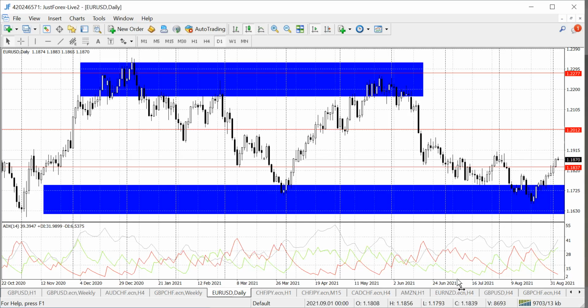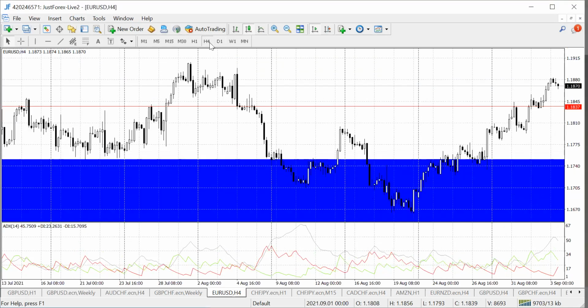Now, we are done with GBP, Great British Pound, and we are done with Euro USD. We are done with two pairs already. You can see the zone very clearly. These are areas of value. The area of value from the 4-hour time frame. This is the area of value.